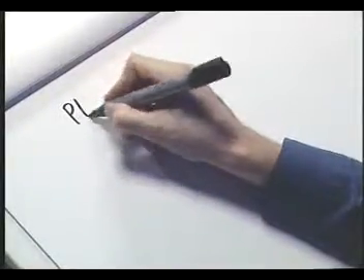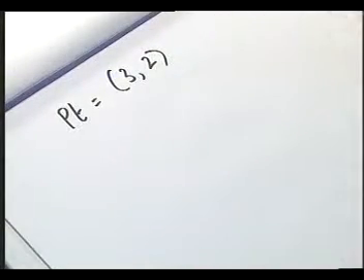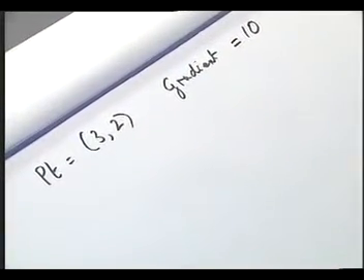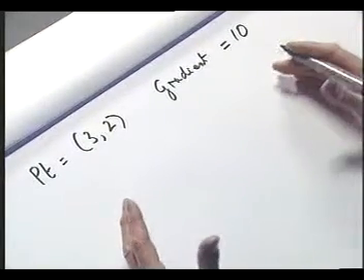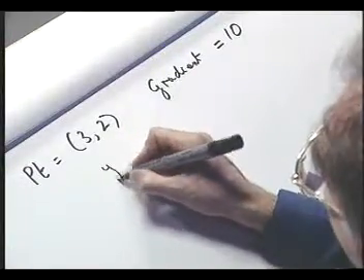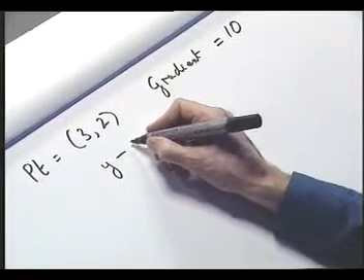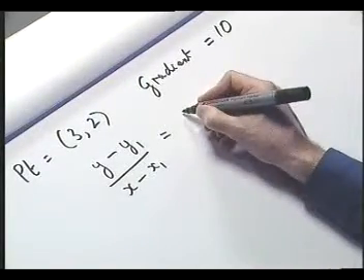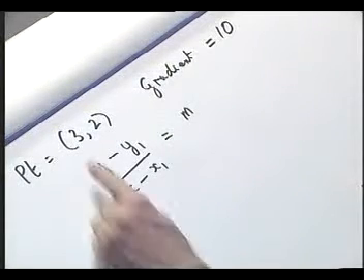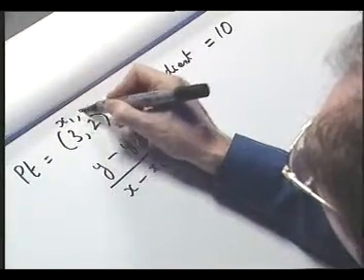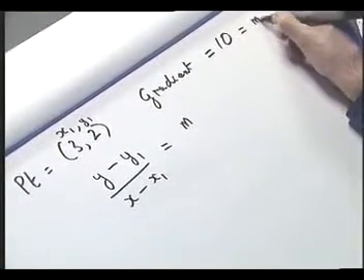We've got our point, which is 3, 2, and we've got our gradient, which is 10. And what we want is the equation of the tangent at this point on the curve with this gradient. So that's the equation of a straight line. And the equation of a straight line that goes through a point x1, y1 is y minus y1 over x minus x1 is equal to m, the gradient. So this is our x1, y1. Let's just write that in over the top, x1, y1. And this is our gradient, m.